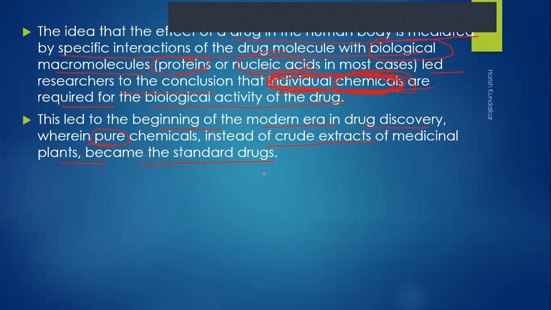In some systems of medicine, the crude extracts are still used. For example, in Ayurveda, extracts are used, bhasmas are used. There are various different types of formulations that are present in Ayurveda, which are used even today. But as far as the modern system of medicine is concerned, we talk about pure drugs.